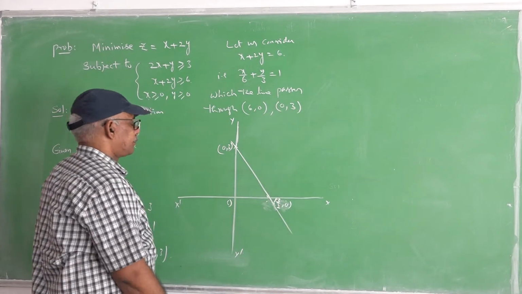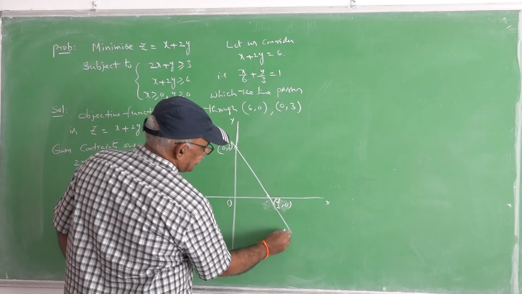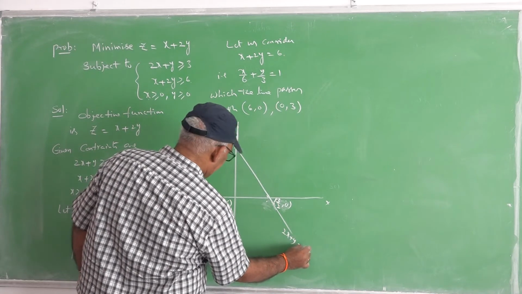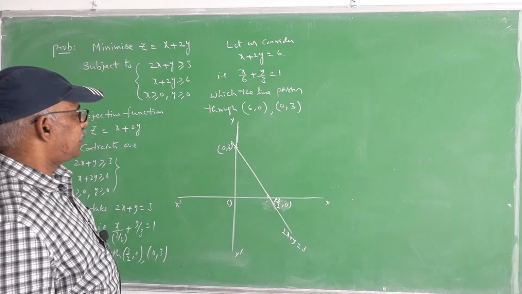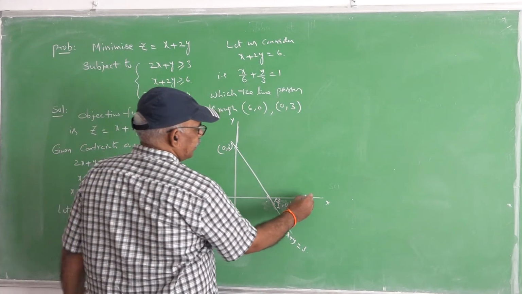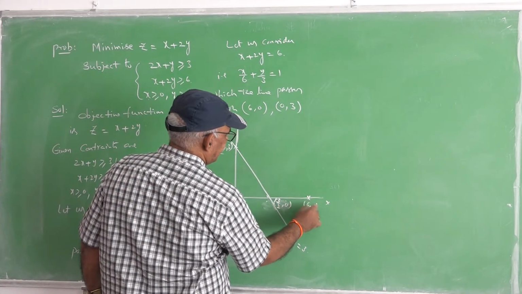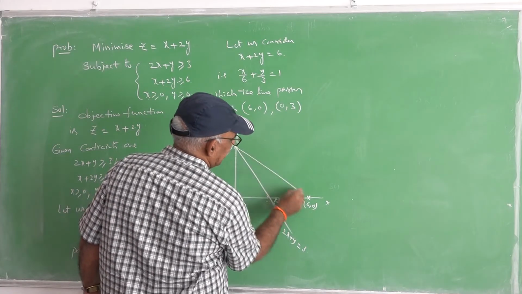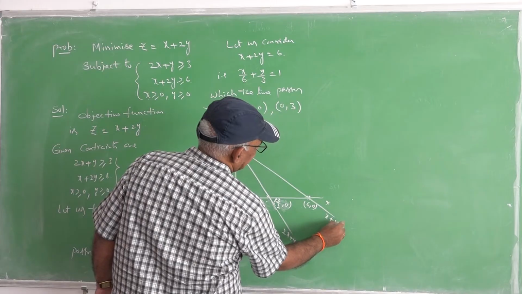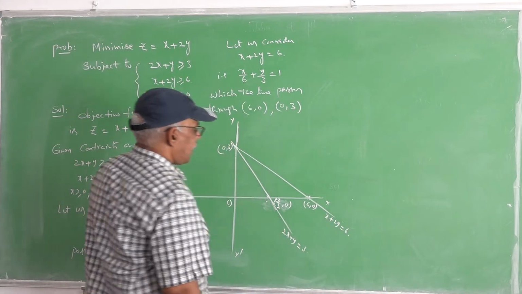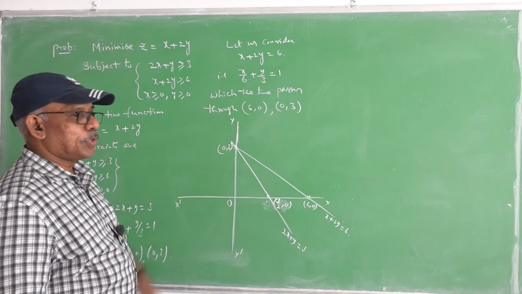3 by 2 comma 0, which is the 2x plus y equal to 3 line. The other one is 6 comma 0 and 0 comma 3. This is the line x plus 2y takes the value 6. Both are intersecting at 0 comma 3.